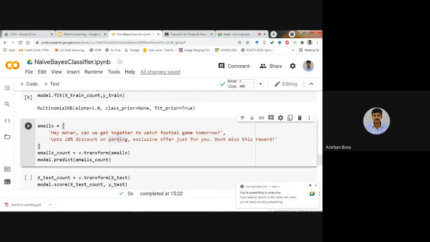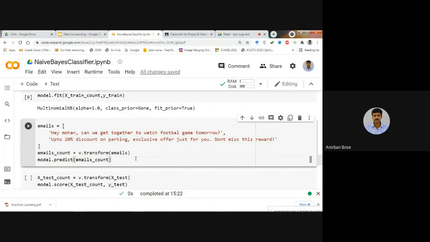So what we are doing, all these emails, we are passing through a list and is saved within emails. So emails is now my data where the two emails are there. And after that, remember again, we have to convert it into numeric. Then only we will be able to check with our model. So we'll convert using v dot transform of emails. V is a count vectorizer, and that will be stored in emails underscore count. And then we can predict using model dot predict email count.